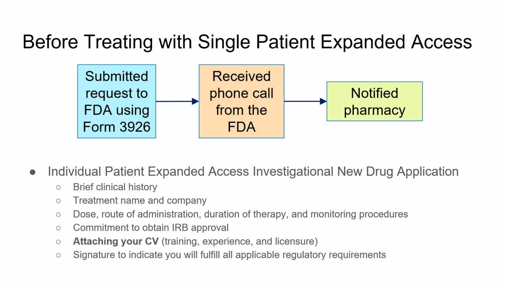On this form, I provided a brief clinical history, the treatment name and company providing the medication, the dose, route of administration, duration of therapy, and monitoring procedures, my commitment to obtain IRB approval. In addition, I attached my CV to document that I had the training, experience, and licensure to provide this medication, and signed the form to indicate I would fulfill all applicable regulatory requirements.